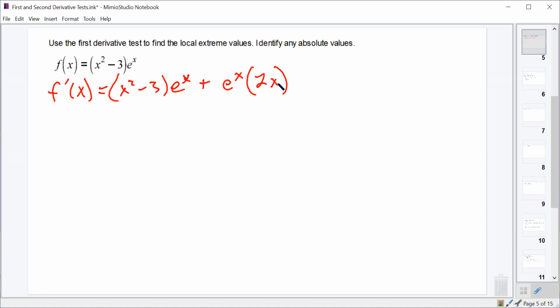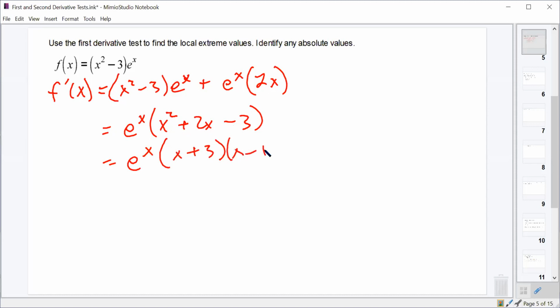You factor out e to the x. Yep, factor out e to the x. We have e to the x times x squared plus 2x minus 3, or e to the x times what? We can factor that, hopefully, into x plus 3 and x minus 1.